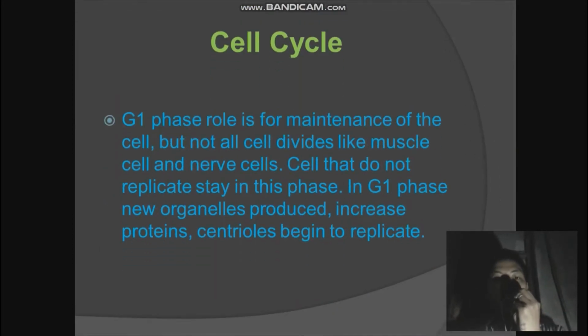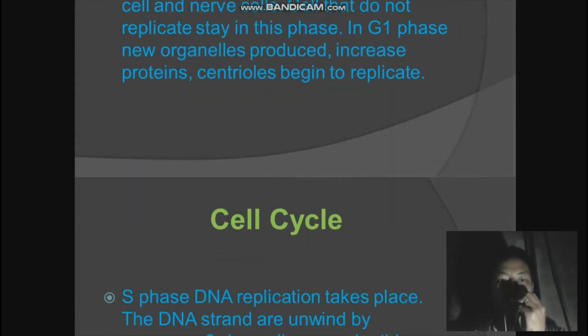G1 or the Gap 1 phase's role is for maintenance of the cell, but not all cells divide, like muscle cells and nerve cells. Cells that do not replicate stay in this phase. In G1 phase, new organelles are produced, protein is increased, and centrioles begin to replicate.